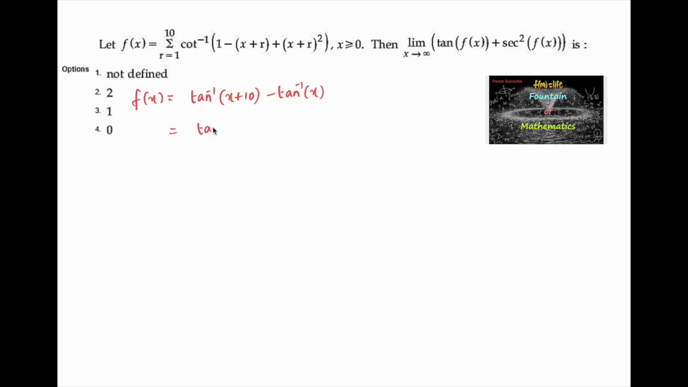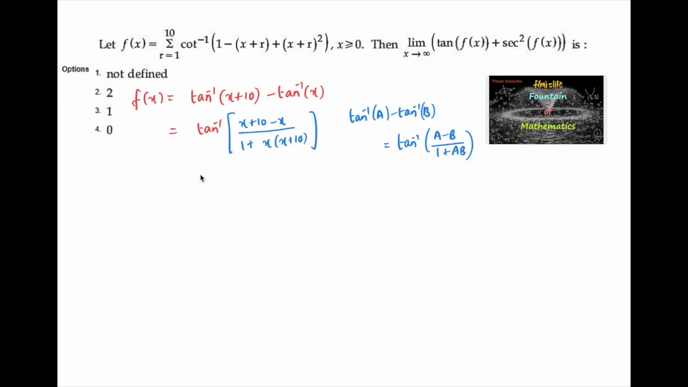which, by using the formula tan inverse a minus tan inverse b equals tan inverse of (a minus b) divided by (1 plus ab), gives tan inverse of ((x plus 10) minus x) divided by (1 plus x into (x plus 10)), which is equal to tan inverse of 10 divided by (1 plus x square plus 10x).